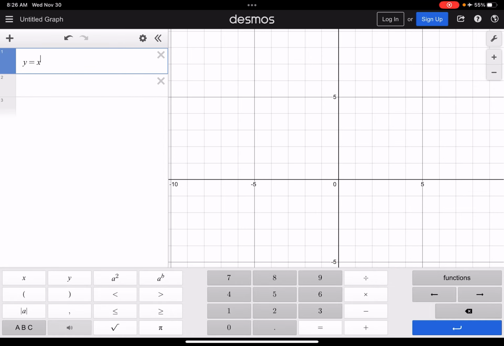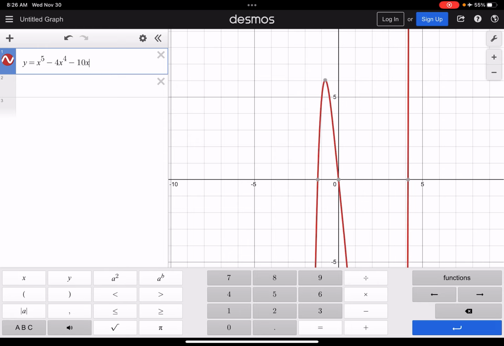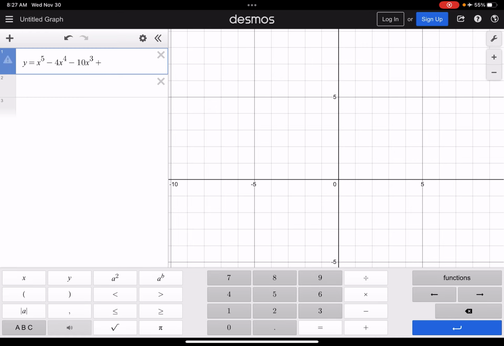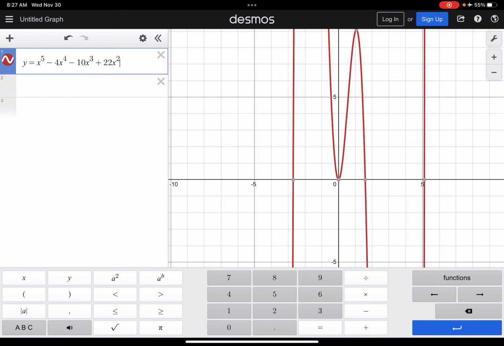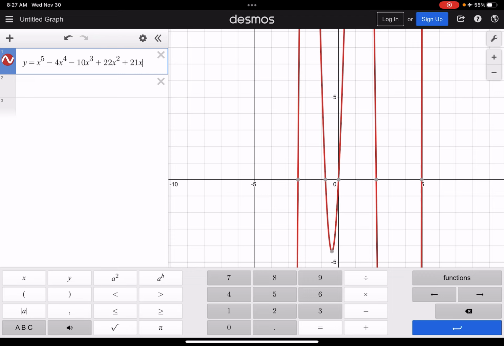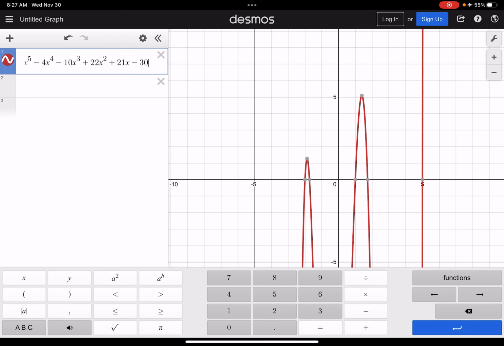Okay, got it. And then let's see. Now we have a minus 10x cubed. Got to make sure you're getting every detail right here, guys, or we're going to have big problems. So a minus 10x cubed, gotcha, plus 22x squared. So 22x squared, moving right along. Plus, we've got a 21x coming next. And finally, a minus 30 at the end of all that. So I'm going to hit enter then.